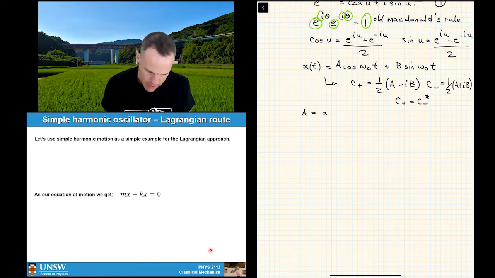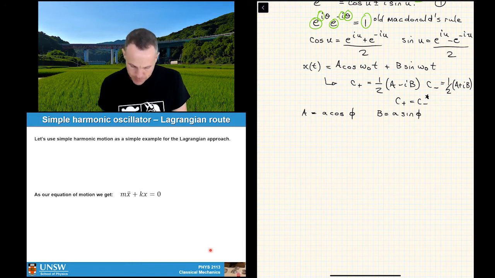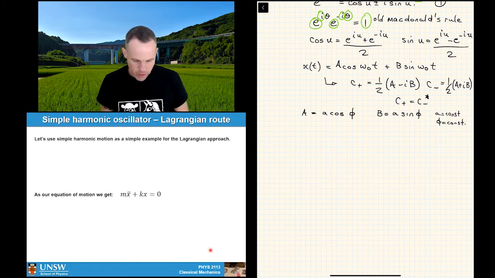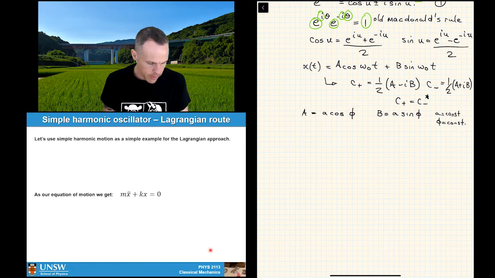Big A equals A cos phi, and big B equals A sine phi, where A is a constant and phi is a constant. And we'll attach a physical meaning to those two things in a moment, right? But first, I just want to look at how this comes together, right?